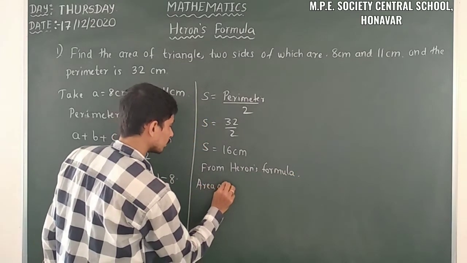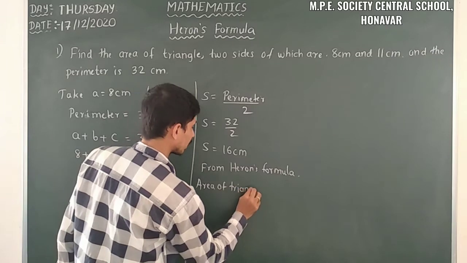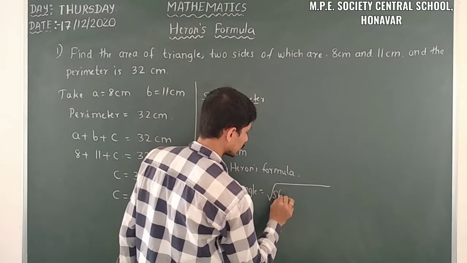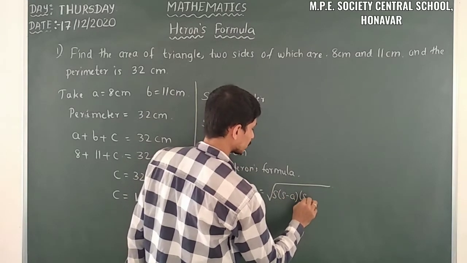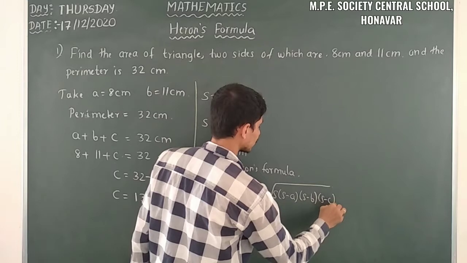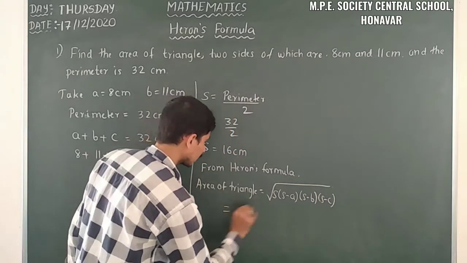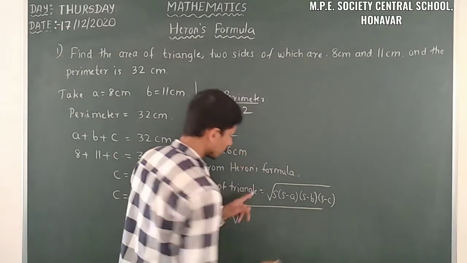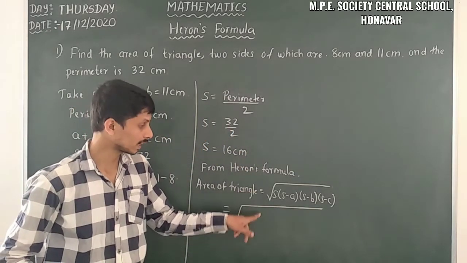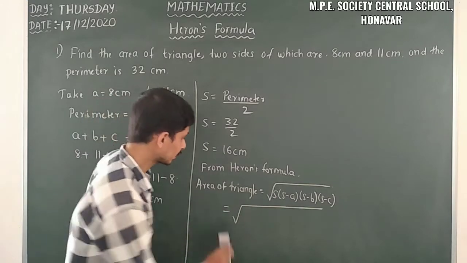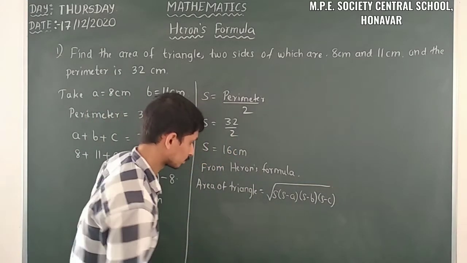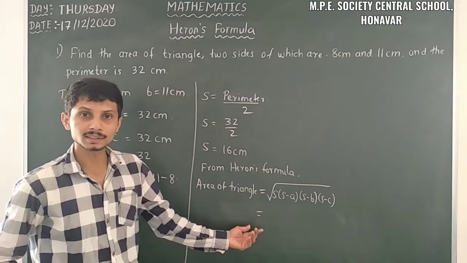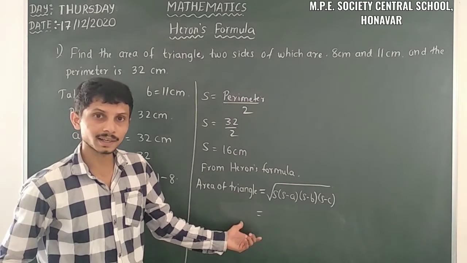Area of triangle is equal to square root of S into S minus A into S minus B into S minus C. The value of S is 16. We write the square root sign and below it we write the terms. Here also we write the equal to sign, so that we can easily analyze the problem.